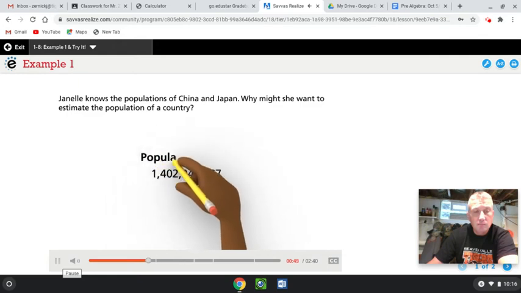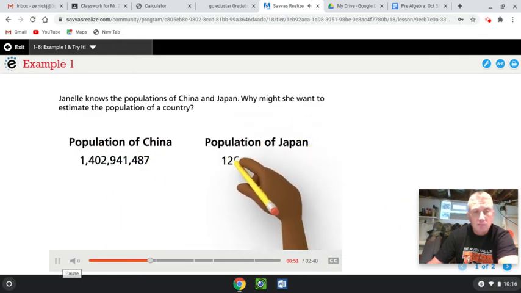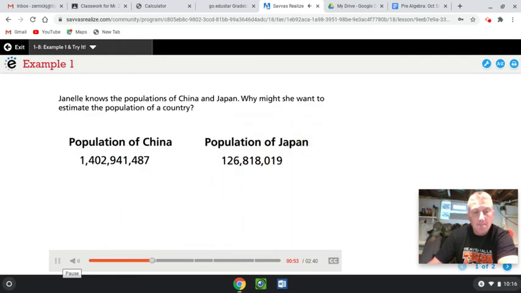Janelle knows the populations of China and Japan. Why might she want to estimate the population of a country? So guys, here's what they're telling you here. We need to estimate some numbers in this world. We don't need to be perfect on some things.